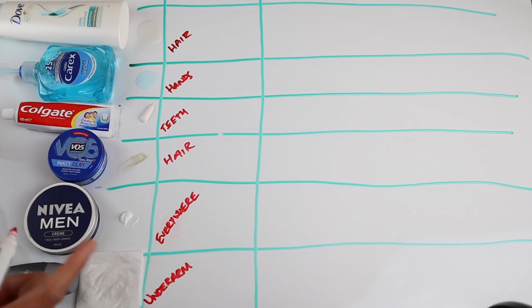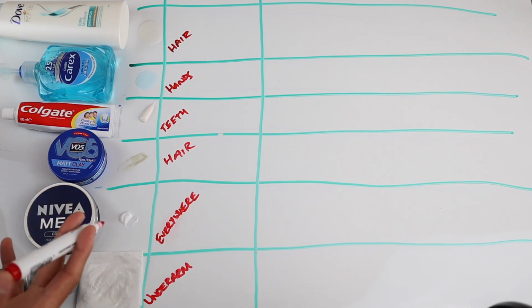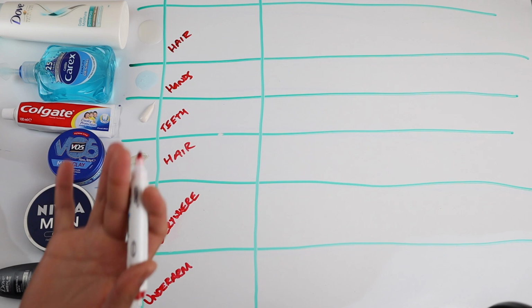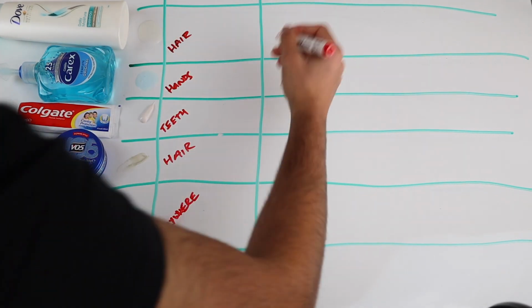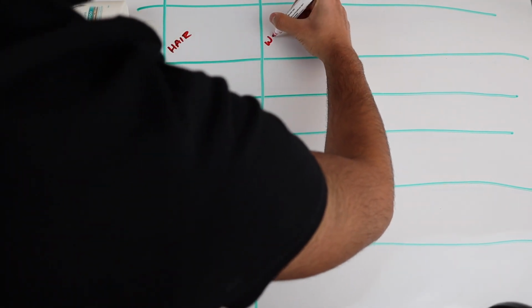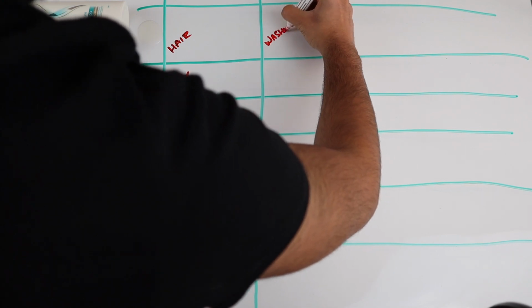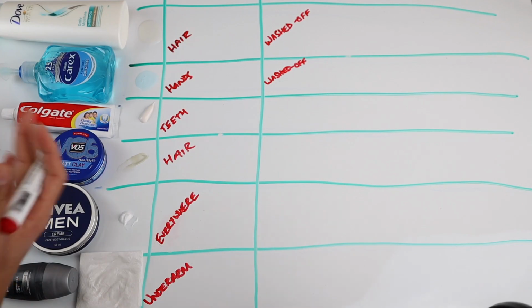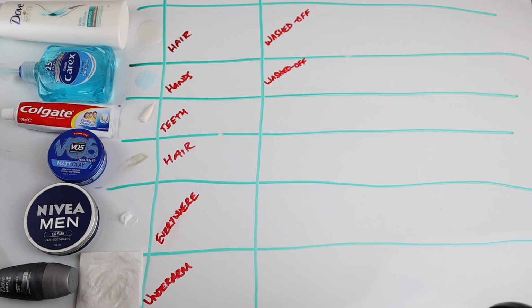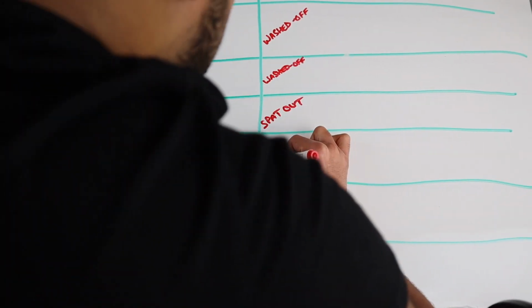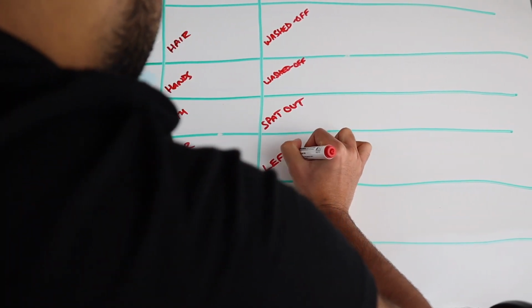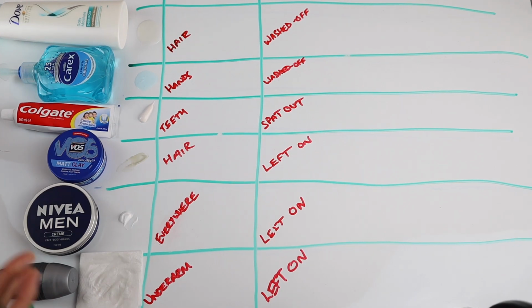Another quick thing that we can say about all of these products is whether they're going to be washed off or left on the body after putting it on. So a shampoo is most likely going to be washed off. At least that's the intended way of use. Toothpaste is going to be rinsed out of your mouth. A hair product is most likely going to be left on for most of the day. Now, this is qualitative information.